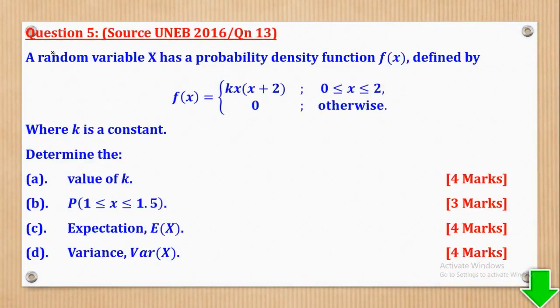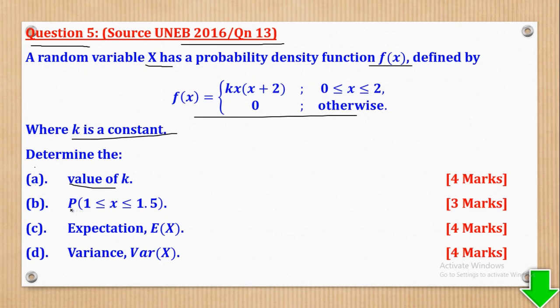So that was question 4. Now we shall go to question 5. Question 5 came from UNEB 2016 question 13 and says a random variable capital X has a probability density function f(x) given by that, where k is a constant. Determine part A, the value of k; part B, the probability of x greater than or equal to 1 but less than or equal to 1.5; part C, the expectation E(X); and part D, the variance Var(X).